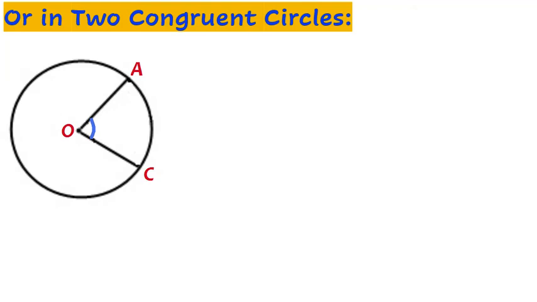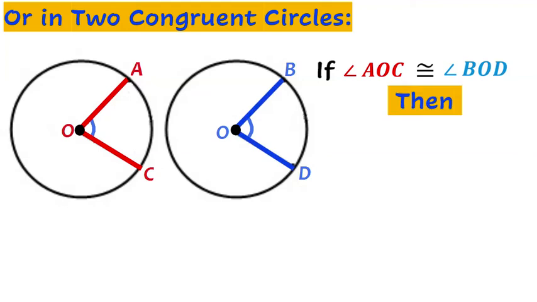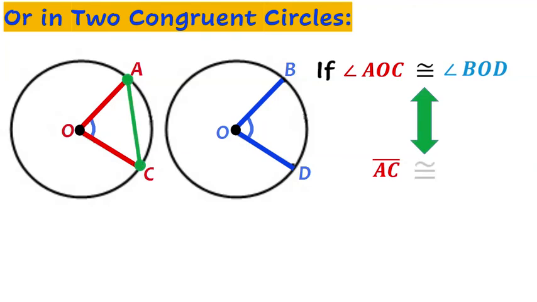The second, if we have two congruent circles with two congruent central angles, then we can say that if the angle AOC is congruent to the angle BOD, then the conclusion will be that the chord AC is congruent to the other chord BD.